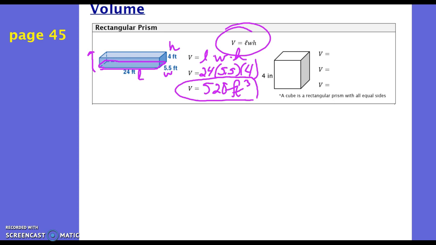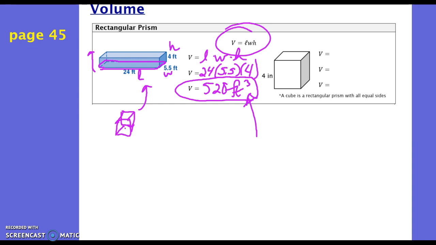The reason why we have this little 3 up here is because I want you to imagine that what we're really trying to find is how many little cubes we could fit inside of this box. And so that is why we put the little 3 in there. Also, we're multiplying the feet label together 3 times. It's 24 feet times 5.5 feet times 4 feet. We have 3 of those, and so we need that little 3. It's called cubic feet when you put the 3 on there.